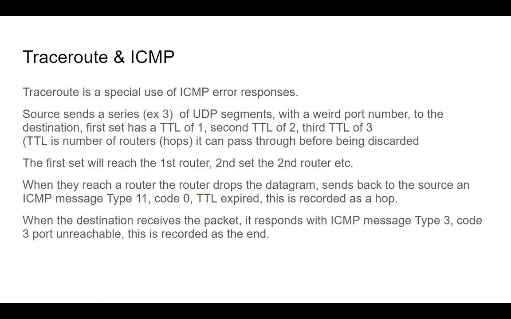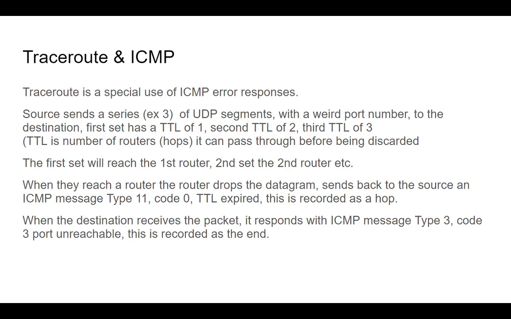The other thing that we can use ICMP with is traceroute. Routers will use all of these things, but I'm talking about the two things, ping and traceroute, where we use it directly. So it's kind of a special use of ICMP error responses. The source sends a series of UDP segments with a weird port number, and the first set of 3 has a TTL of 1, the second set a TTL of 2, the third a TTL of 3, and TTL is the maximum number of routers that it can pass through before it's discarded.